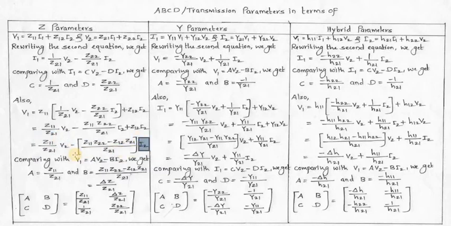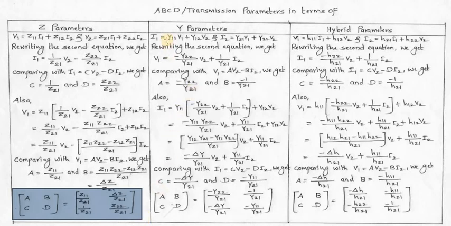One of the standard equations defining ABCD parameters is V1 is equal to AV2 minus BI2. It means that A is being represented over here by this term and B is being represented over here by this term. So this must be equal to B and this must be equal to A. So ultimately I get all the ABCD parameters in terms of Z parameters.